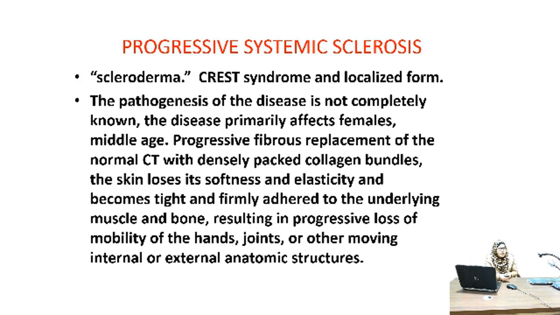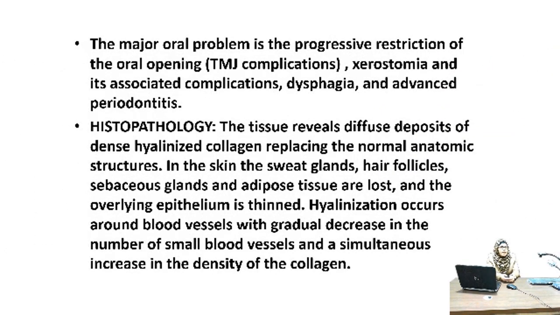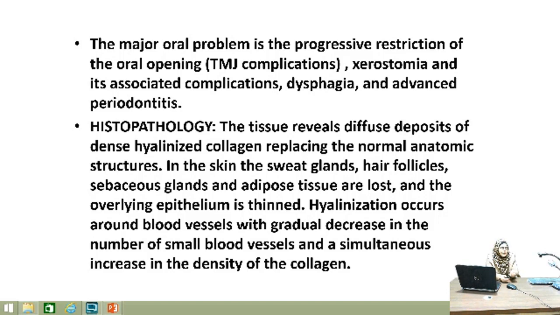The skin will lose its elasticity and softness and become tight and firmly adherent to the underlying connective tissue and bone. There will be a replacement of the connective tissue, resulting in a progressive loss of mobility of the hand. The mobility of the hand will decrease, as will joints and other moving internal and external anatomic structures. The major oral problem is the progressive restriction in oral opening and TMJ complication. Xerostomia will occur with associated complications, dysphagia and advanced periodontitis.